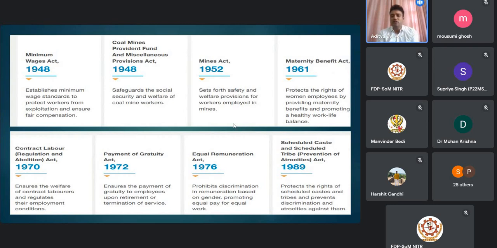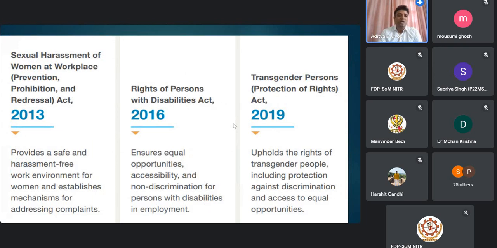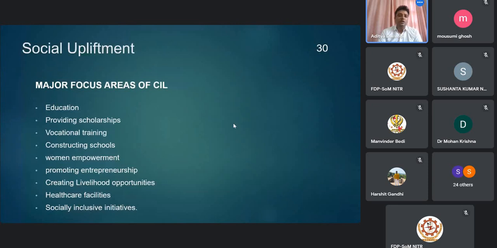Maternity Benefit Act, we give to all our employees. Contract Labor Regulation Act is also there. Equal remuneration against scheduled castes and tribes. Sexual harassment: we have ICC, Internal Complaints Committee, in all the projects, and accordingly we deal with these problems. Now, social upliftment. Coming to the major focus areas of CIL: education, providing scholarships, vocational training, construction of schools, women empowerment, promoting entrepreneurship, creating livelihood opportunities, healthcare facilities, socially inclusive initiatives.